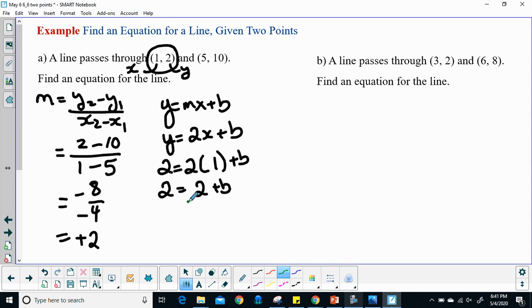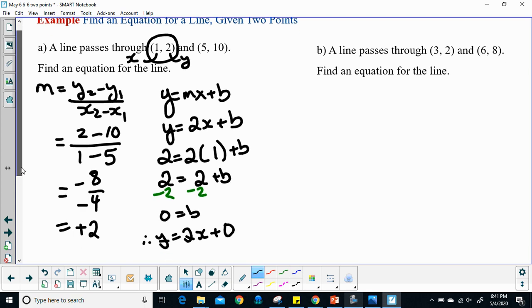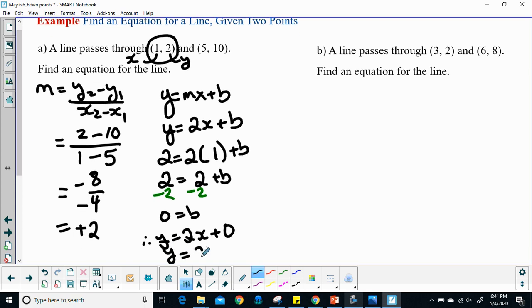So let's see, minus 2 from both sides. 2 minus 2 is 0. Oh, b is 0. Therefore, y equals 2x plus 0, which is the same thing as saying y equals 2x. And that's the equation of my line. All right, let's see the next one.